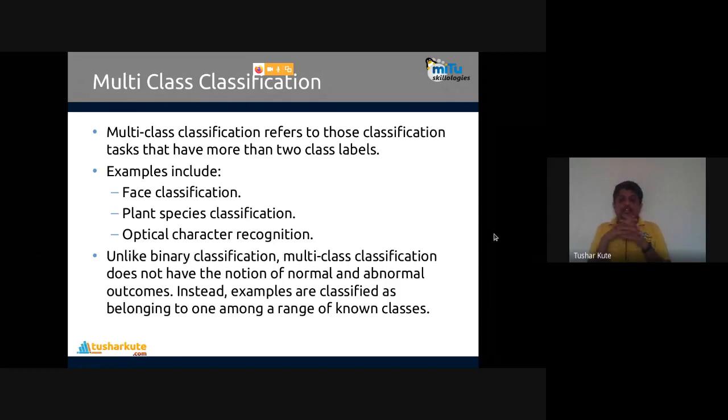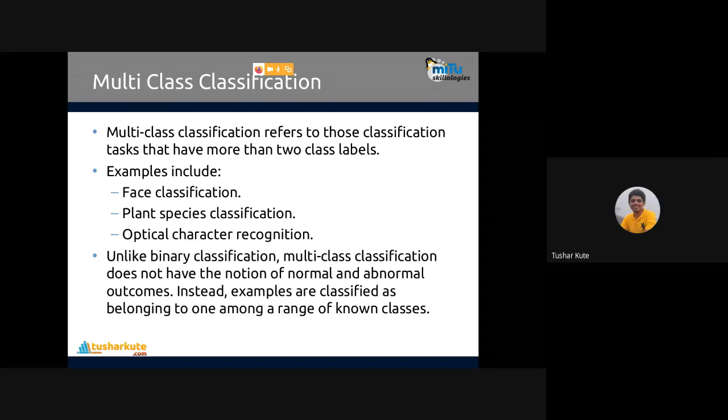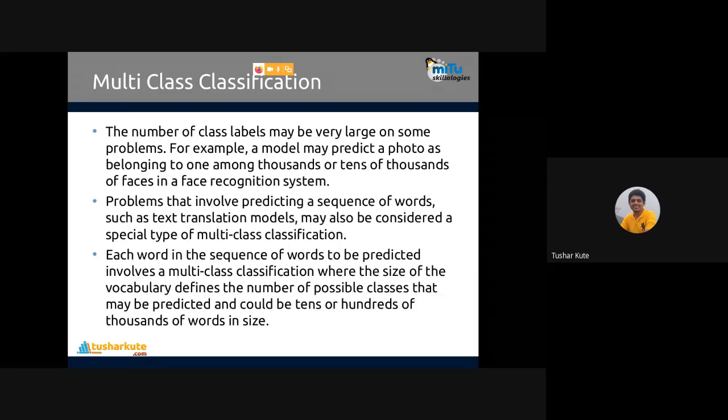So in binary classification, we have two classes. In multi-class, we have a set of classes, and we can find which one or which range of classes the example belongs to. Whether that picture is of a dog, cat, rabbit, or horse, that is called multi-class classification.